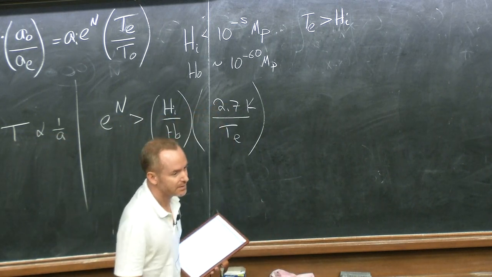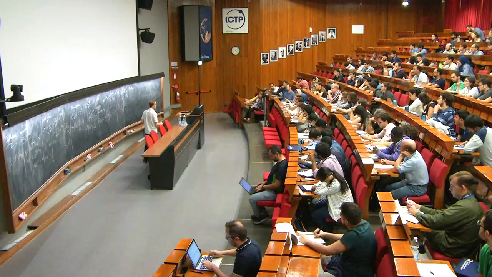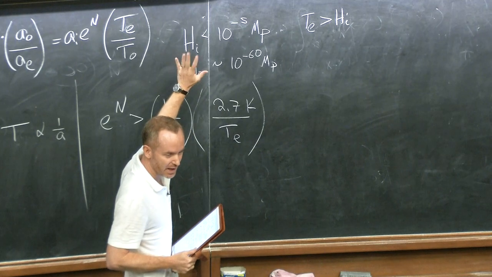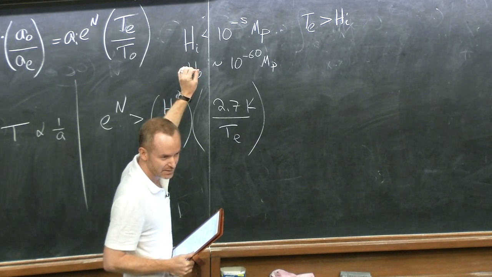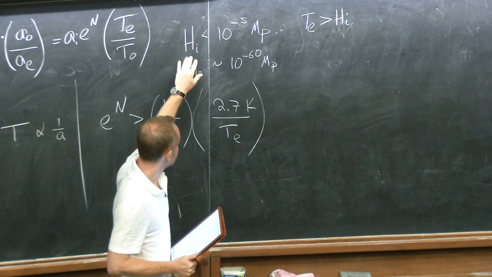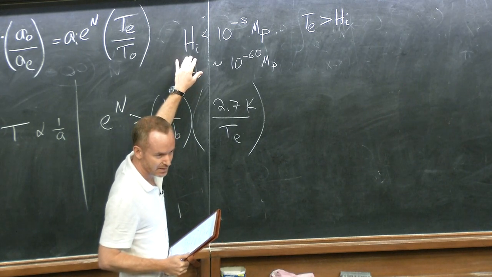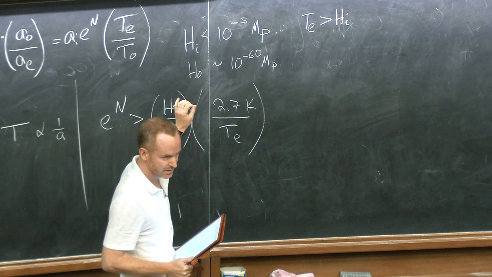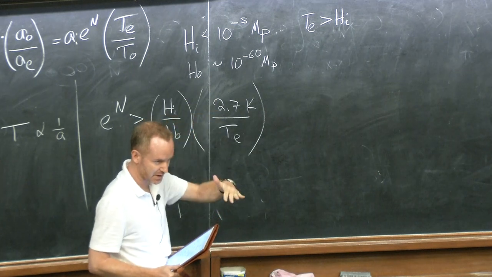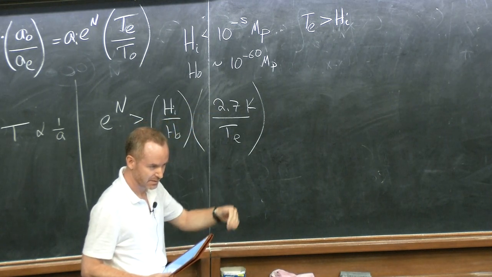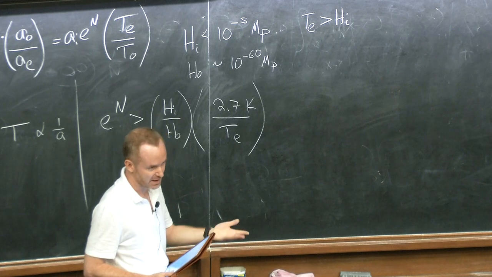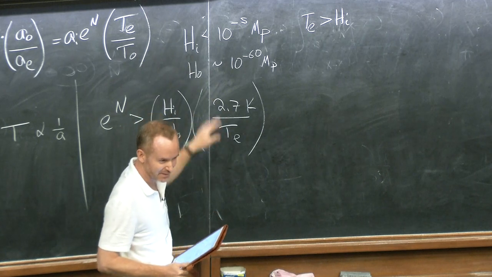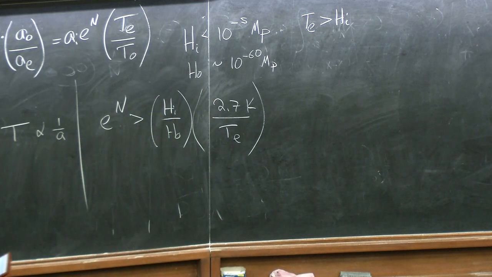Yes? Yeah, I'm not keeping track of changes in H for this. So this is just H during inflation, which I'm treating as constant. I'm going to come back and talk about slow roll and so forth, but for this analysis we don't need it. It's just H during inflation, which doesn't change very much. It might change by a factor of 2 or 3 or so, but at this level of squiggles its changes don't matter. Thanks for the question.